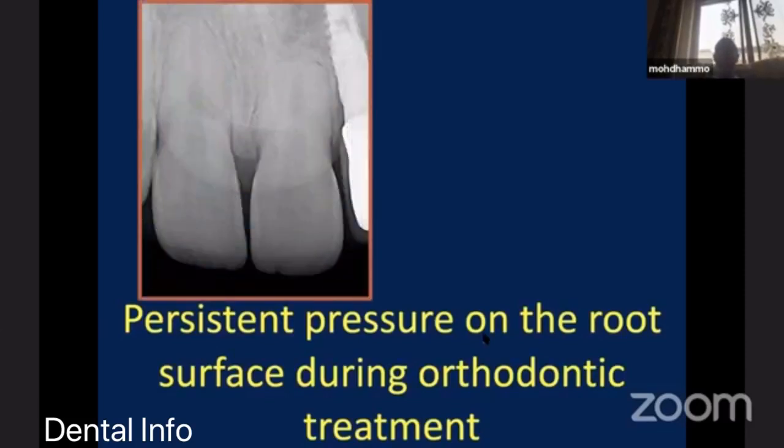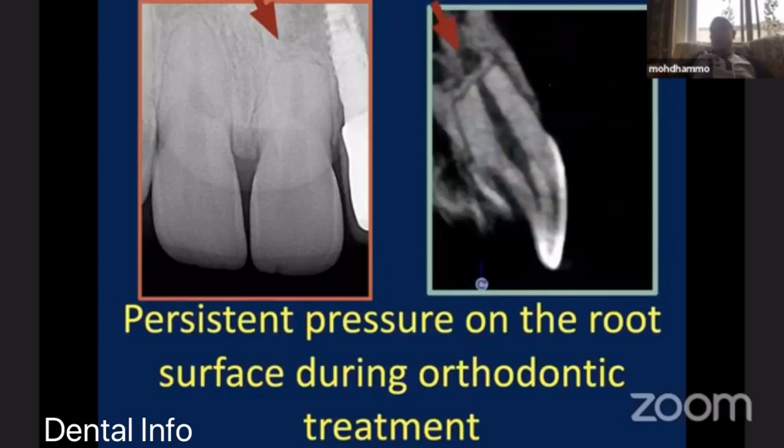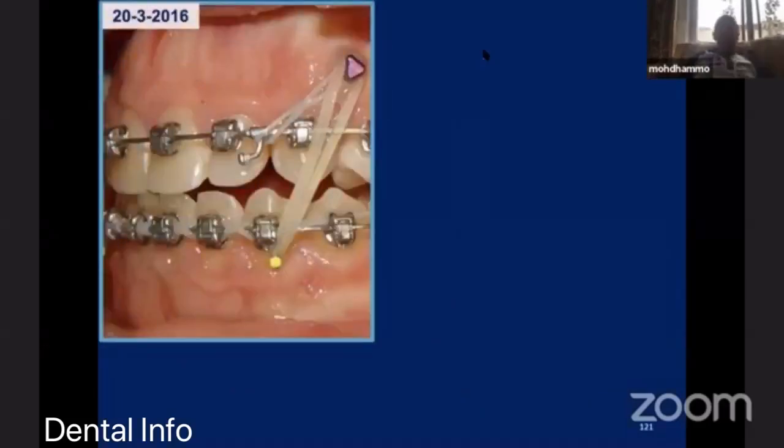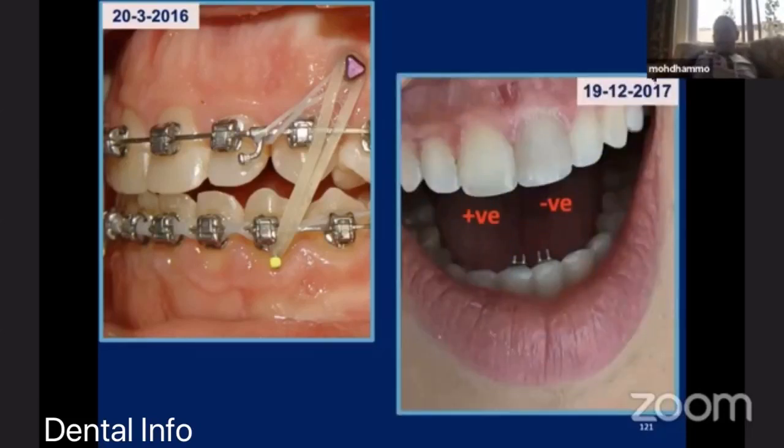So what will happen here? You can see here, this is a patient who had orthodontic treatment a few years ago, and you can see here the resorption at the apical part of the root. Here, this patient had orthodontic treatment in March 2016. And in December 2016, you can see when this patient visited me because the tooth here is discolored.